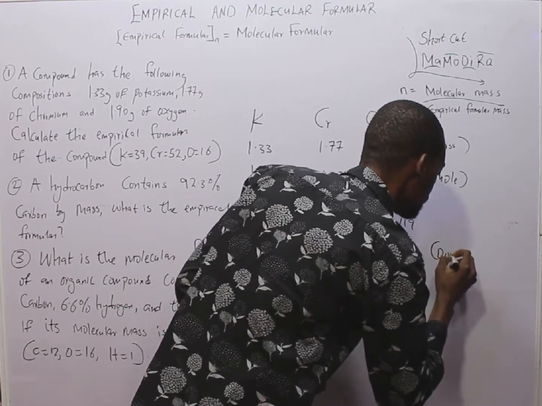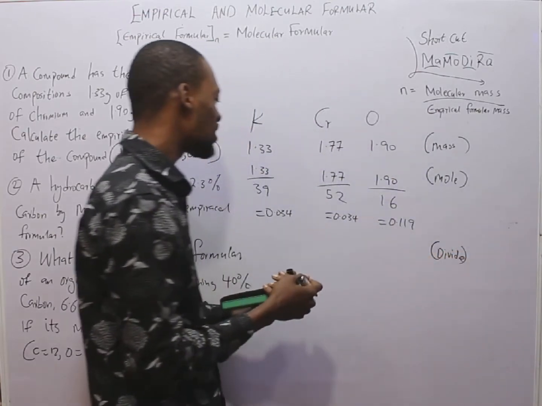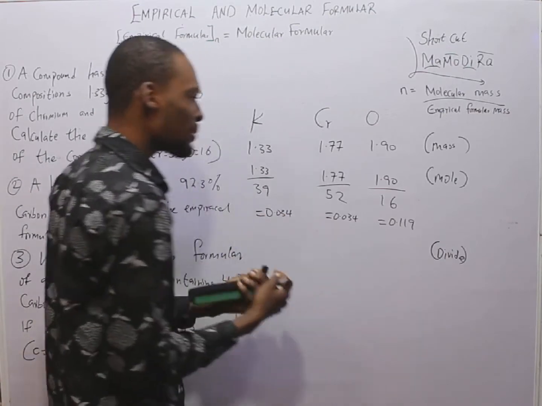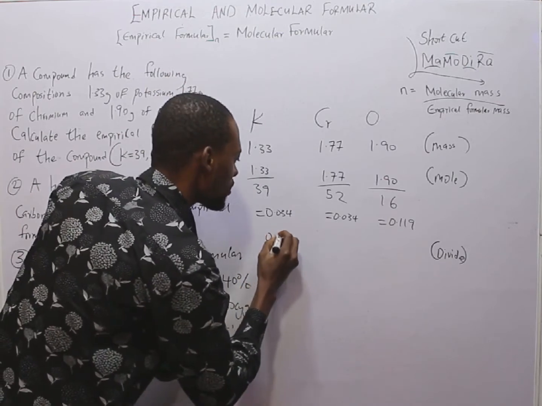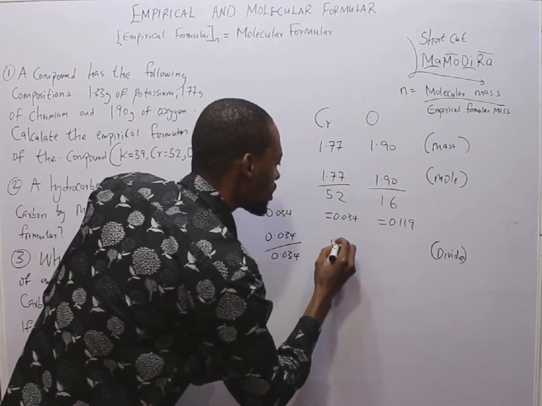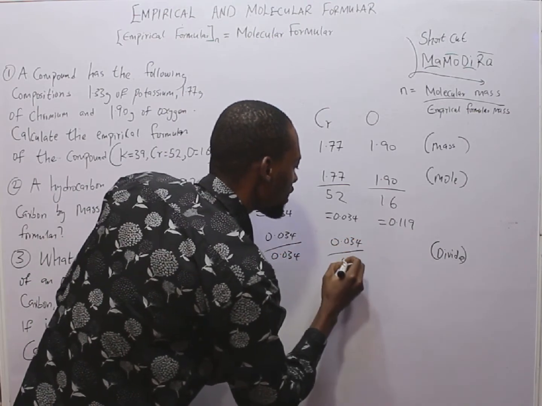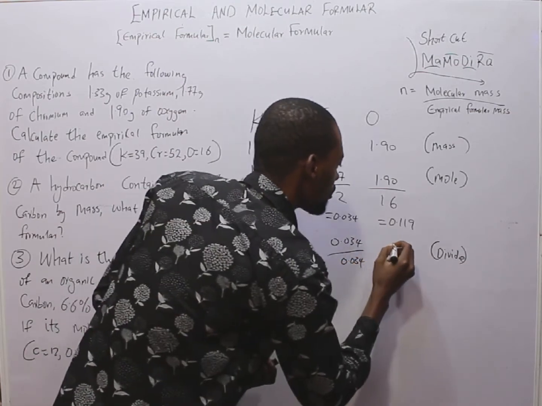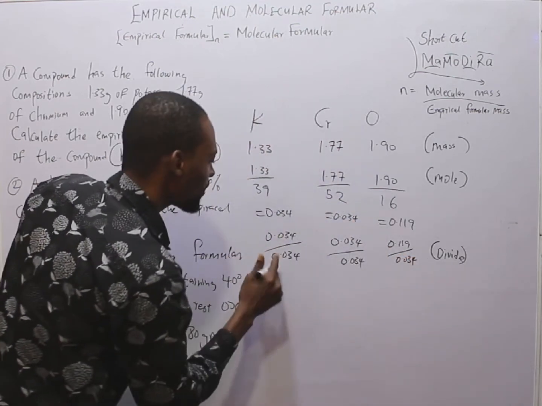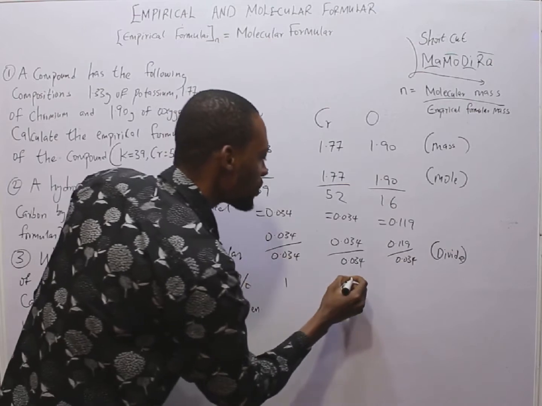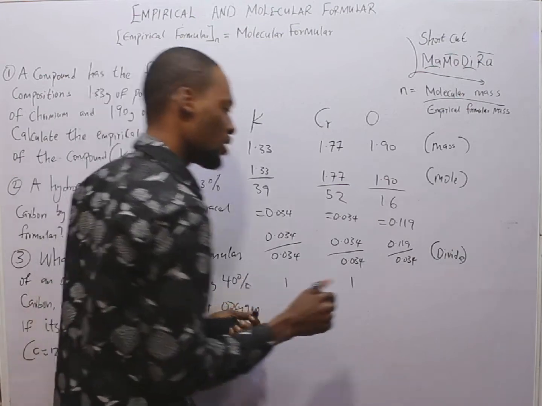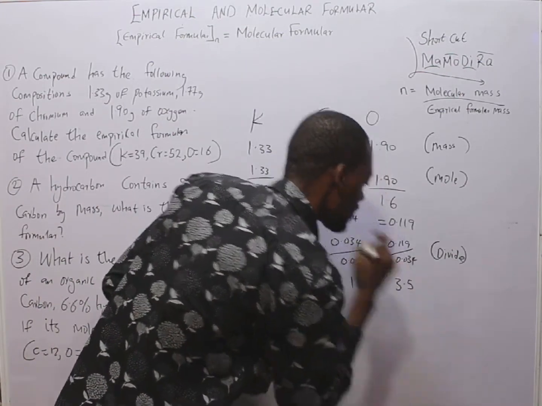Divide. Divide by the smallest number. The smallest number is simply this, which is the same thing as this. So dividing by the smallest number, we have 0.034 over 0.034, 0.034 over 0.034, and 0.119 over 0.034. The first two will obviously give you 1. It's dividing itself. 0.119 divided by 0.034 should give you 3.5.